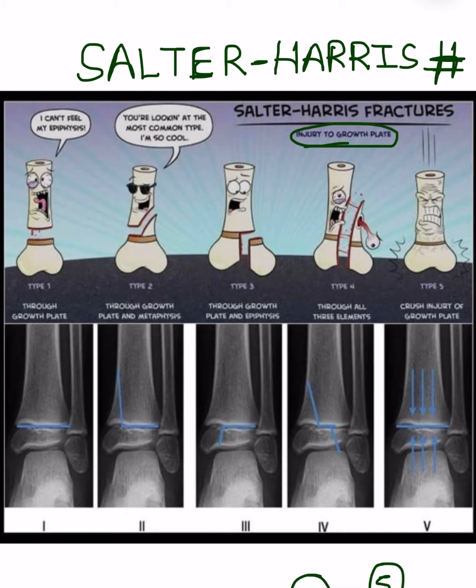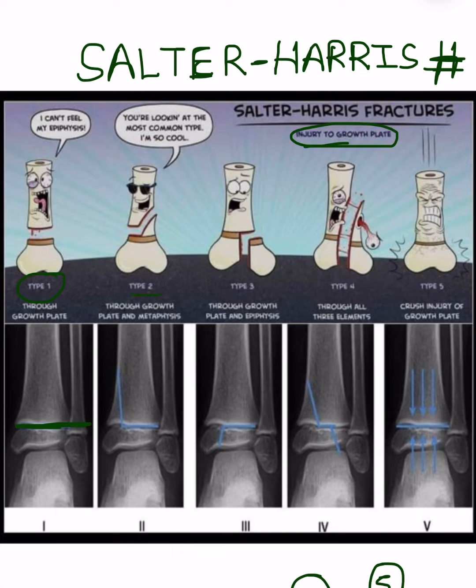The type 1 fracture is through the growth plate. To remember type 1, there is one horizontal line, and that line is through the growth plate. That is called the type 1 Salter-Harris fracture. An example of this is slipped capital femoral epiphysis.